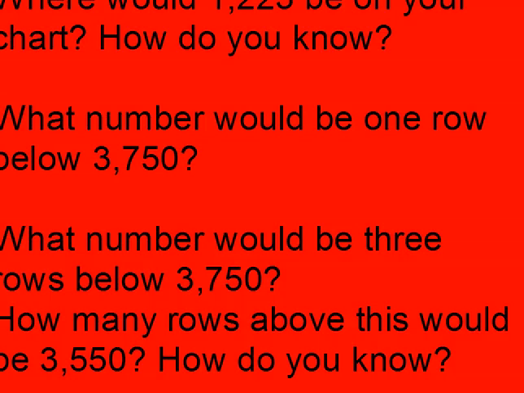Then, what number would be 3 rows below 3,750? Remember that I want you to be talking in place value and why, what place value is important when I'm asking you this and why. My last question for you, oh, add that number to the chart, please. How many rows above this number of 3,750 would be 3,550? And how do you know that?